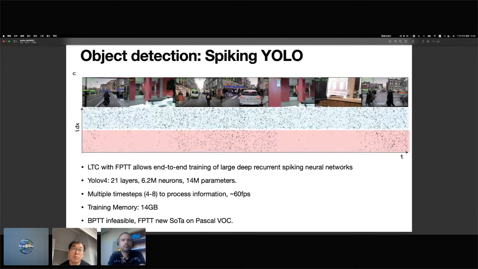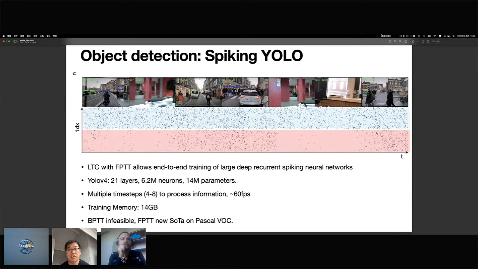With the improvements based on FPTT, now we can train a spiking neural network to do this task from scratch. Our network is based on the tiny YOLO V4 architecture with 21 convolution layers, about 6.2 million neurons, and 14 million parameters. The network has been trained on 4 to 8 frames, and the training memory with FPTT is about 14 gigabits. You can imagine if you wanted to train such a task with BPTT, maybe you would need 4 or 8 GPUs, but here we just need a single GPU.